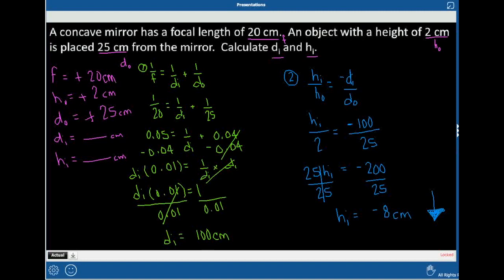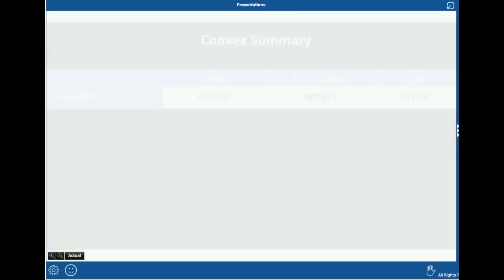Okay, so that's how you would solve a problem. And again, we've got all our signs correctly here. So whatever you've got there, just leave it. If you get a negative, good. You've got a negative, you leave it. If you get a positive, good. You've got a positive, leave it. Okay, this was a concave mirror problem.